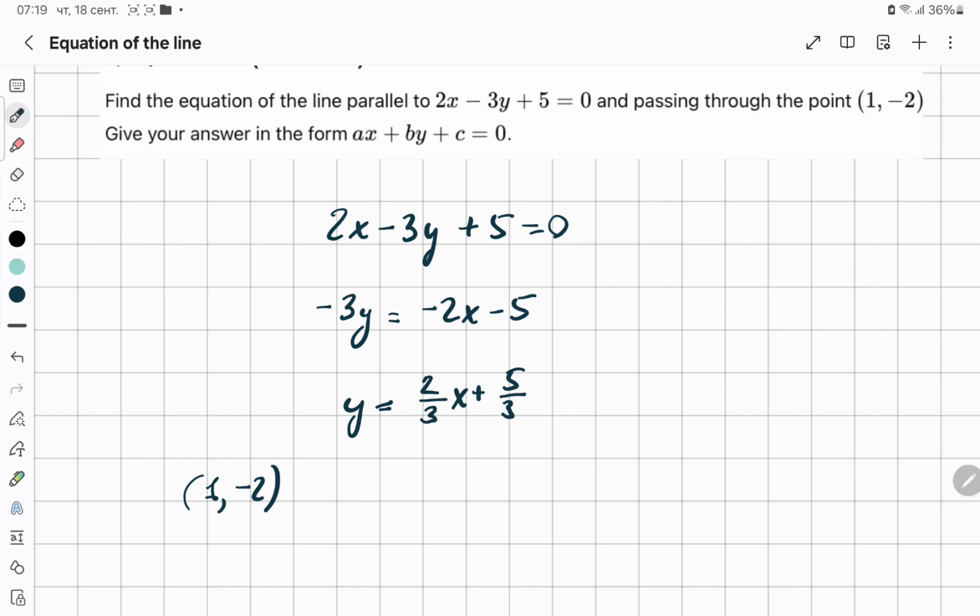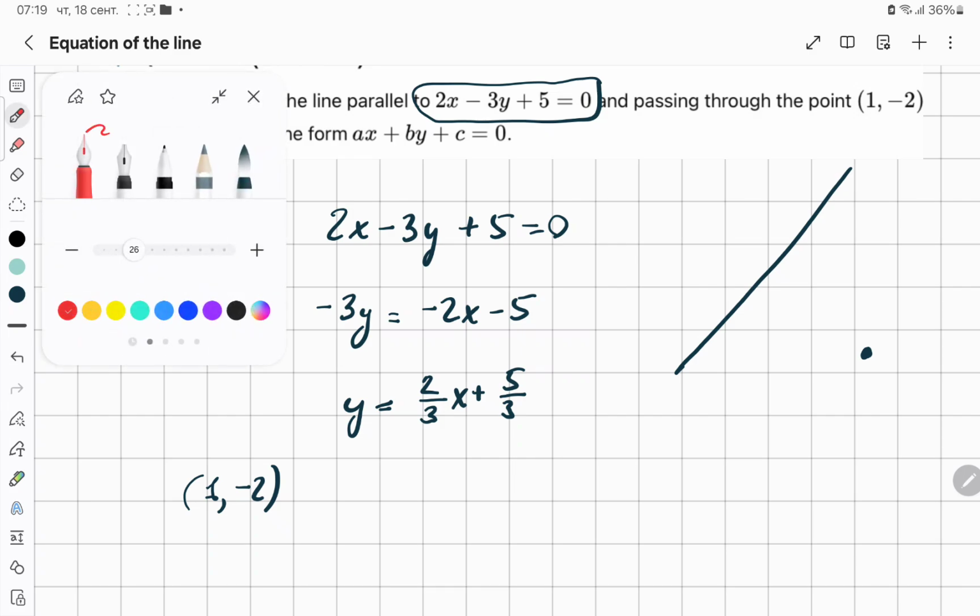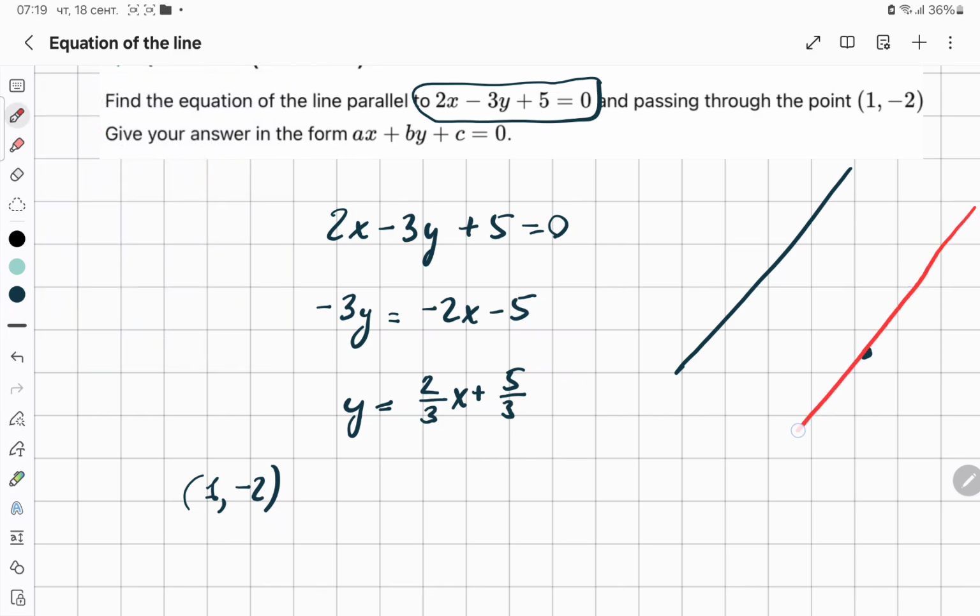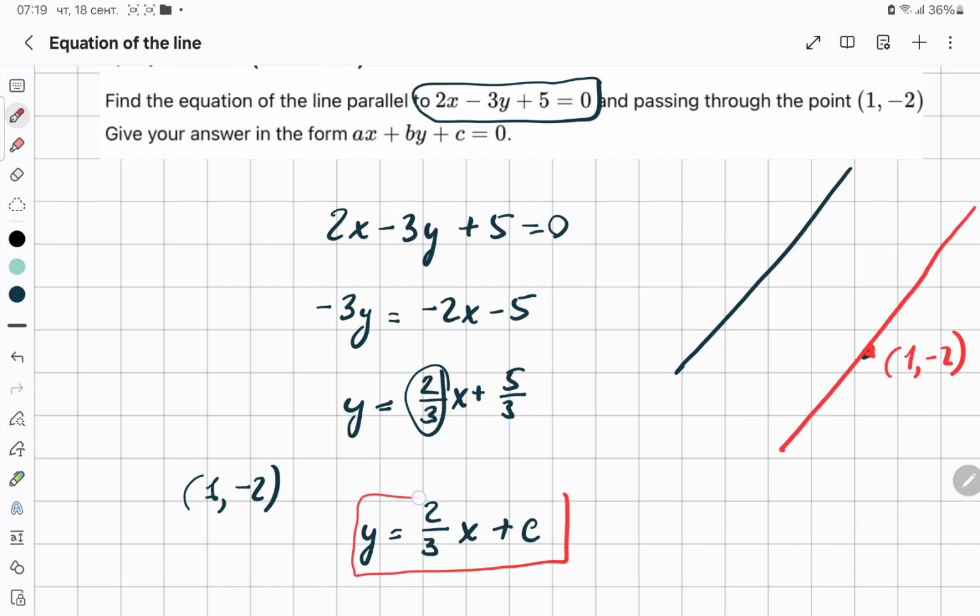So what does it mean, parallel? We have a line, and we have a point. Our line must be parallel to the given line. So this is the point (1, -2). And actually, we know that the slopes are equal. So the slope of the first line is equal to the slope of the red line. They have a common slope. Y is equal to 2 over 3 x plus c. So this is the equation of the red line.